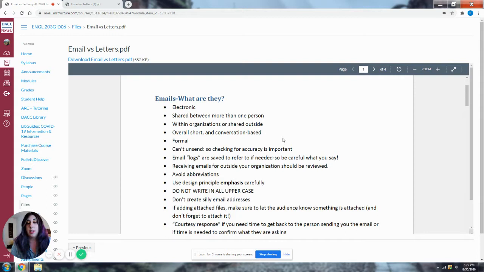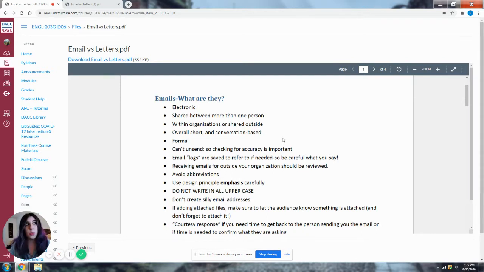Emails are electronic, digital only, and they are shared between more than one person. Of course, you can email yourself. Sometimes I email files to myself, but overall you need more than one person to have email correspondence. They can be within organizations or shared outside. Most of the time, they're within the organization only.